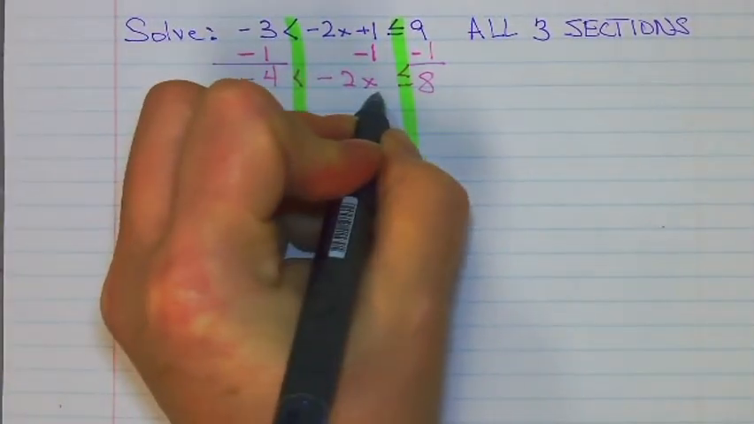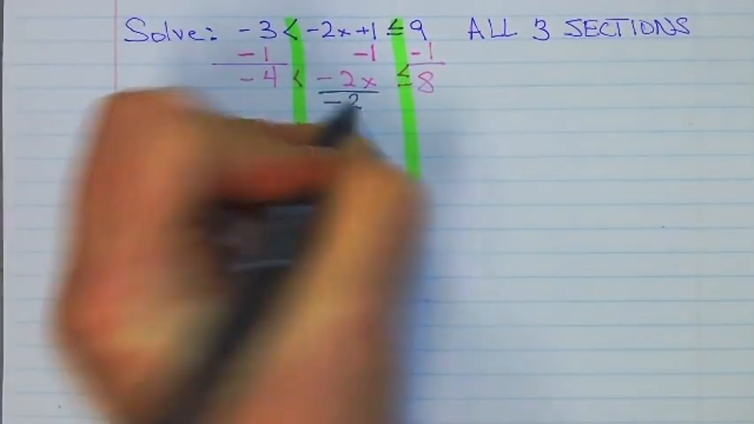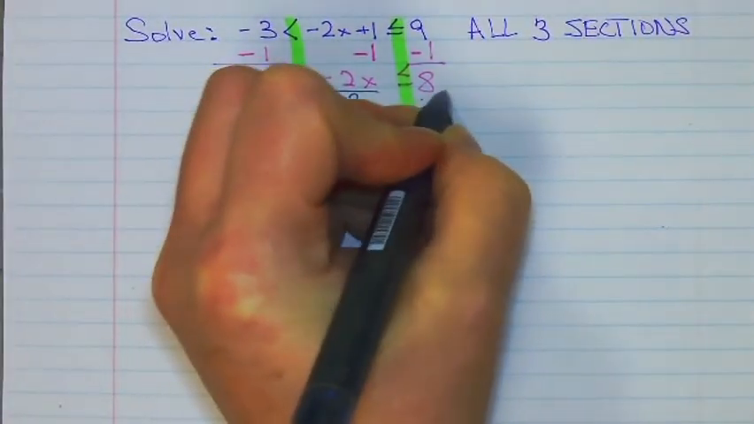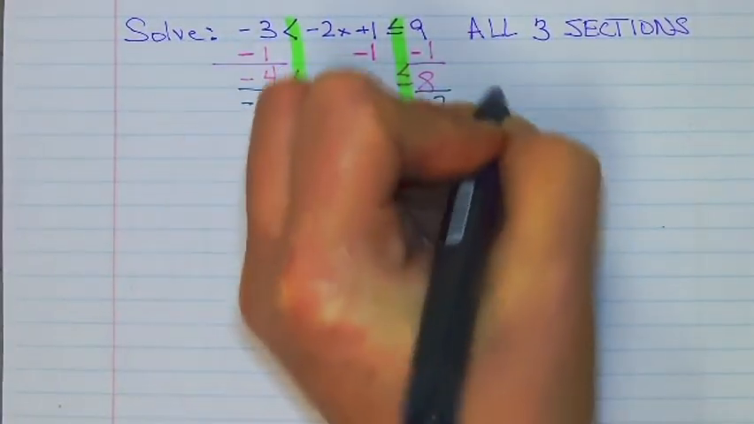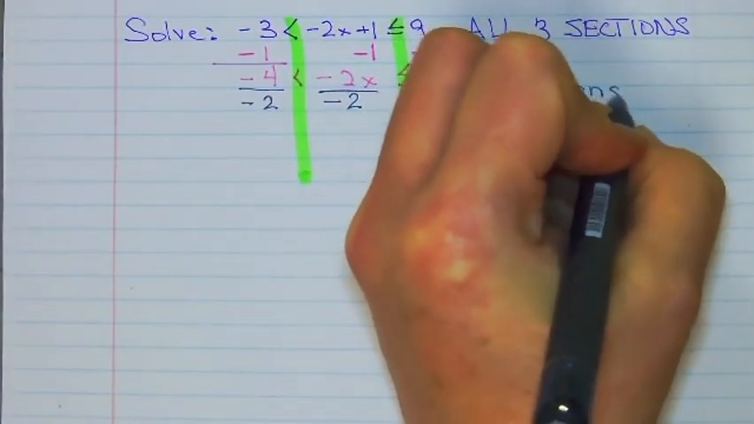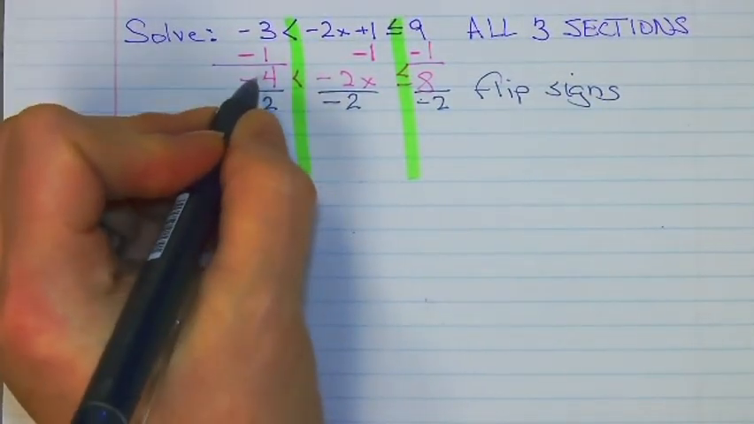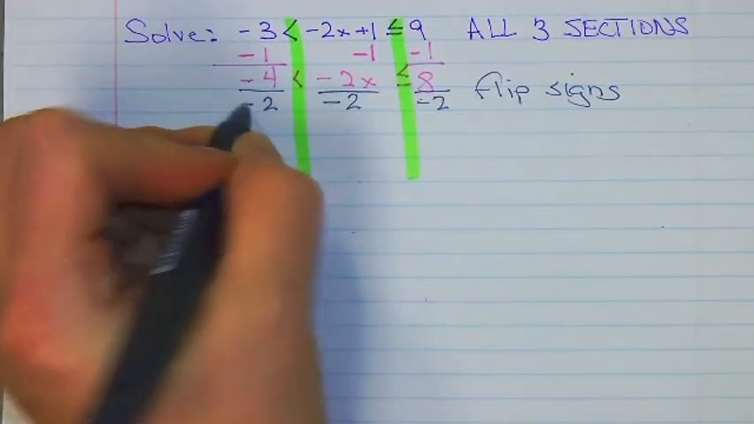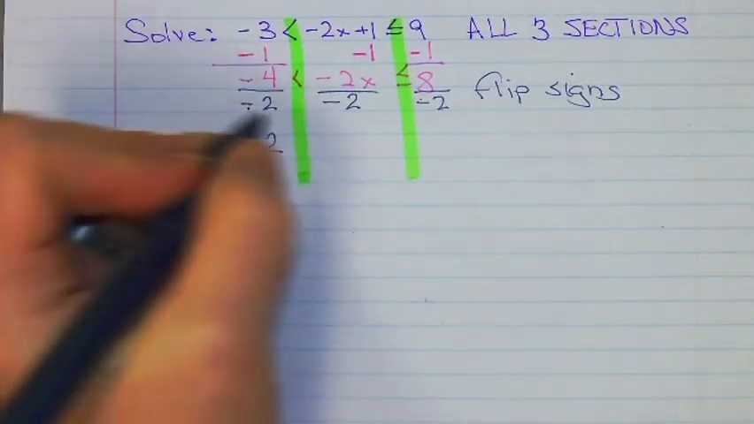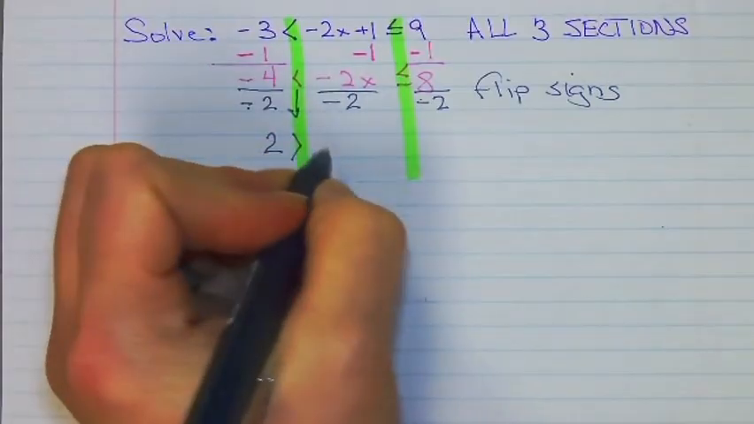Okay. Now, this is that spot where we need to divide to get that x alone. We need to divide by a -2. I am hoping that is ringing some bells for you. Flip signs. Because we're dividing by negative, we have to flip the signs. So negative divided by negative is positive. 4 divided by 2 is 2. We're going to flip this sign that way.